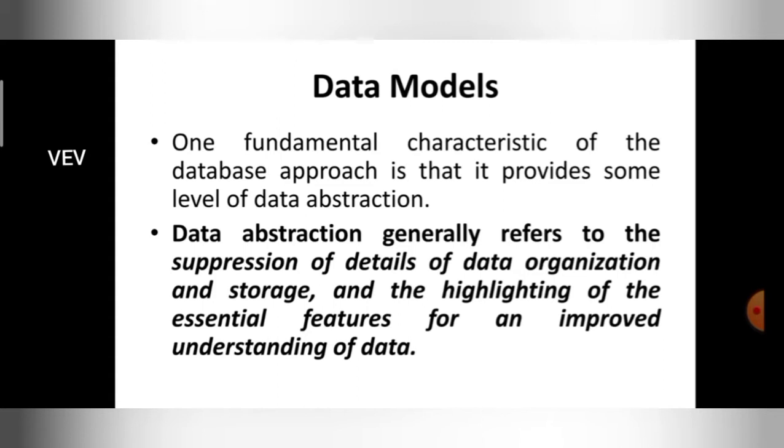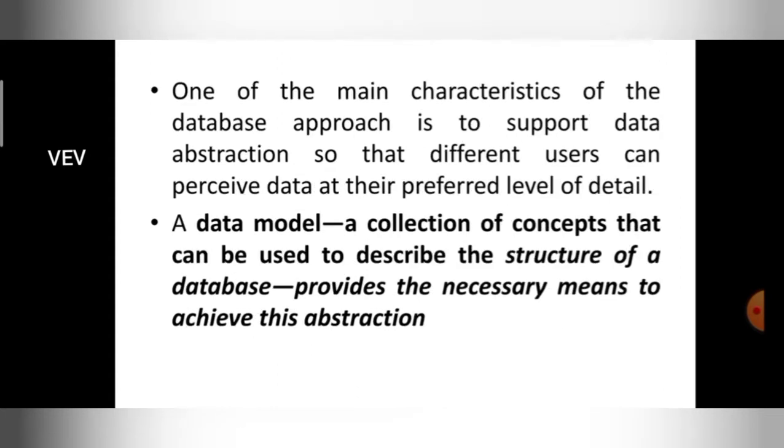So data model can be used to achieve this data abstraction. Getting, guys? So data abstraction means I'm going to suppress the details that are not needed and I'm going to consider only the details that are needed. So data models can be used to achieve this data abstraction. So data model contains the information that are needed to design the database or that are needed to describe the structure of a database. Only the information that are needed can be included in the data model and the information that are not needed can be ignored.